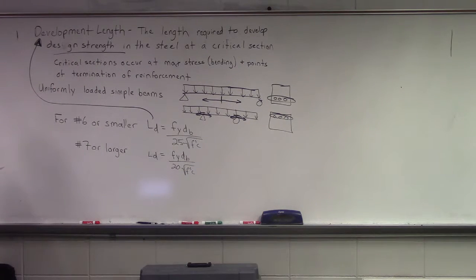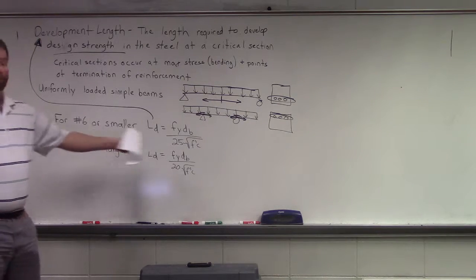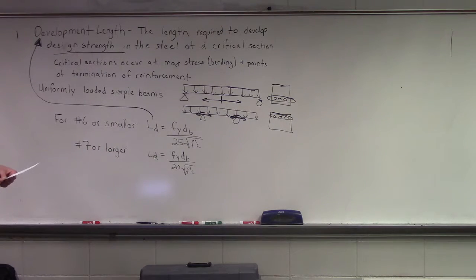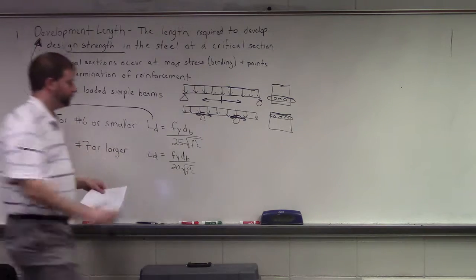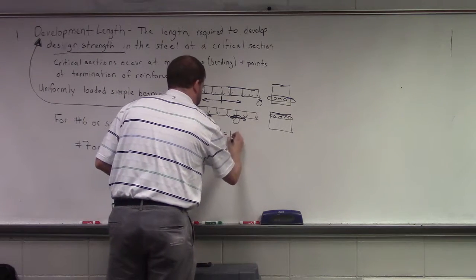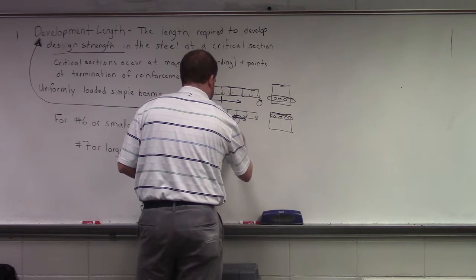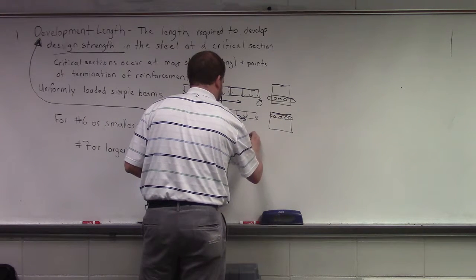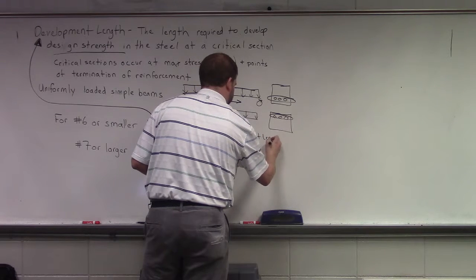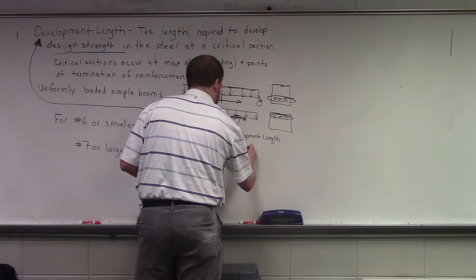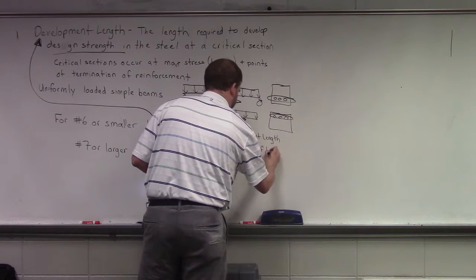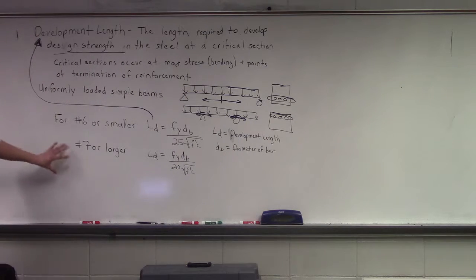So it's just a difference of 5. What was the DB again? Diameter of your bar. He asked what DB stood for, so let's include that. L sub D is development length. D sub B is diameter of bar. That's all that we have to consider for development length.